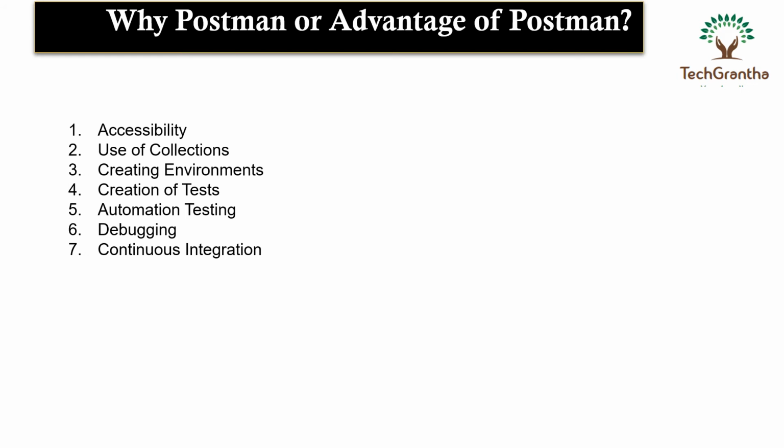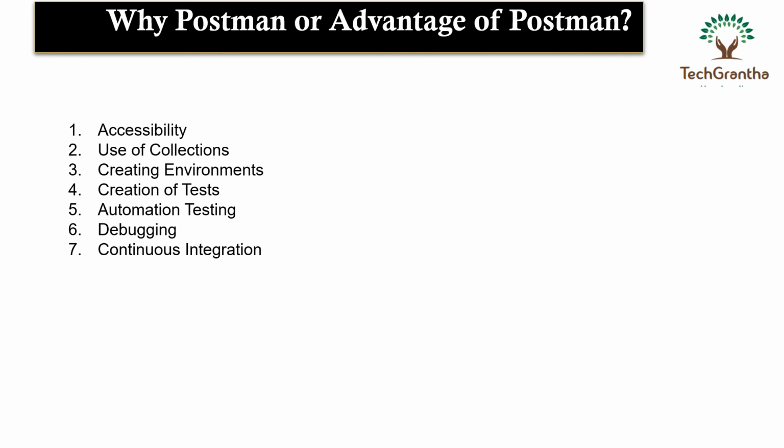Okay, the third is the creation of environments. There you can create multiple environments. For example, when we were learning about the load testing tool JMeter, if we have two environments, one a lower environment and one a production environment. In Postman you can create multiple environments: a QA environment, a stage environment, and so on. Then irrespective of the environment, you can do your API testing.